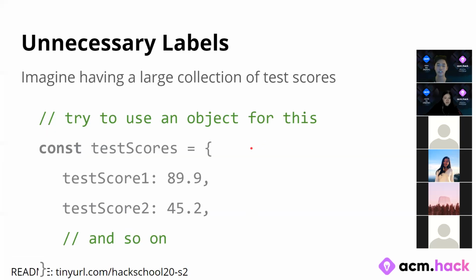If I had an array instead, I could just do const test scores equals that list of items, and then you would access each one just using the index. So it's automatically a very easy way to reference each item inside of the array without using some kind of label. Any questions about arrays before I keep going to traversing arrays?